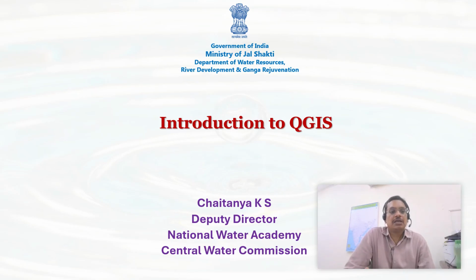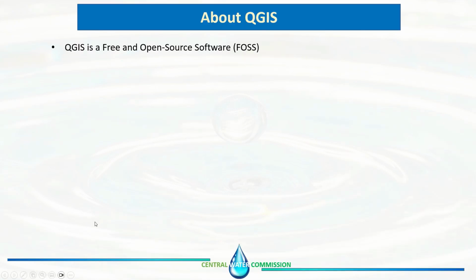In this session, we will have a short introduction to QGIS and then we will see how to install QGIS software on our systems. About QGIS, QGIS is a free and open source software termed FOSS. QGIS can be used to create geospatial data, edit data, visualize geospatial data, conduct geospatial analysis, and also publish geospatial information in the form of maps.